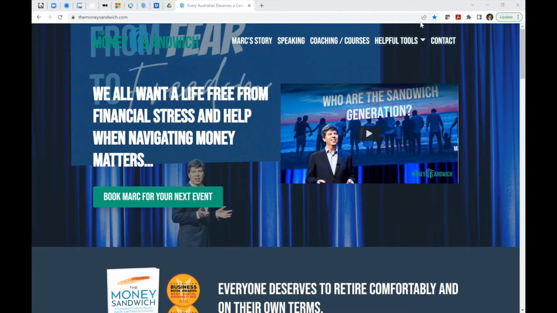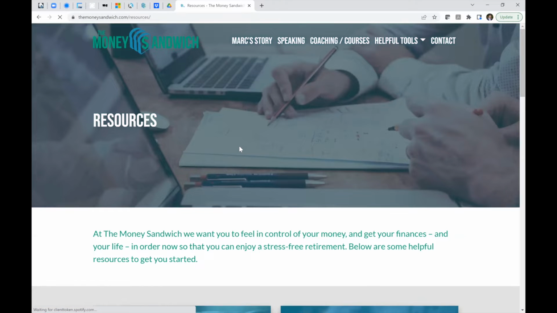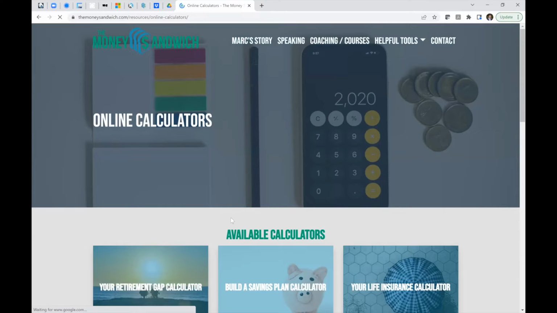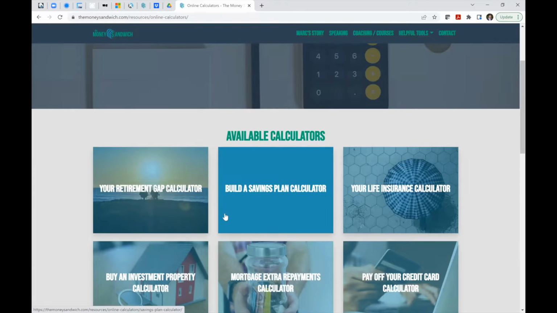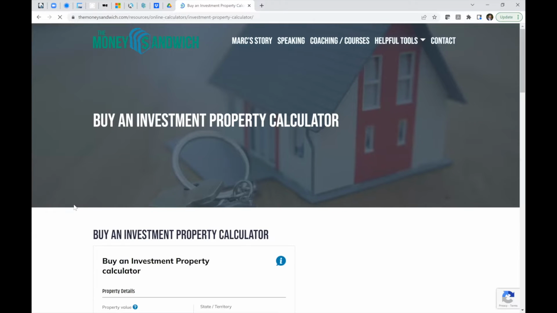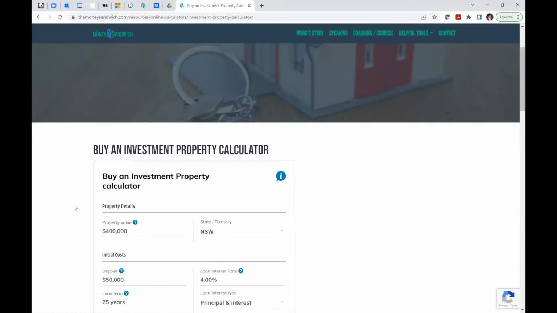Okay, let's get started. So we're at the moneysandwich.com website. If you go to the right side to where it says helpful tools and click on that, go to resources and click on that. Once there, you just scroll down to the online calculators. And then if you go down, you can see on the bottom left-hand side, buy an investment property calculator, and just click on that. Okay, the calculator will come up now.